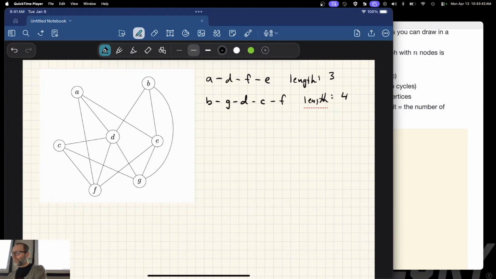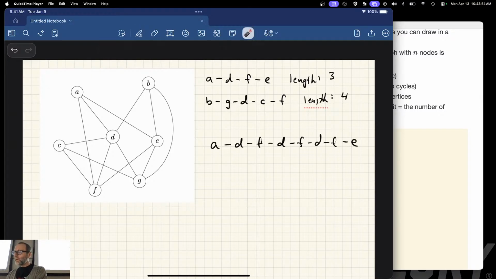Now be careful. You could go from A to D to F, back to D, back to F, back to D, back to F, and then over to E, right? Basically what you're doing here is going from A to D, then D to F, and going back and forth before you go over to E. Why would you ever want to do that? You're trying to find other data. Why are you wasting your time going back and forth and back and forth? We're not going to do this.